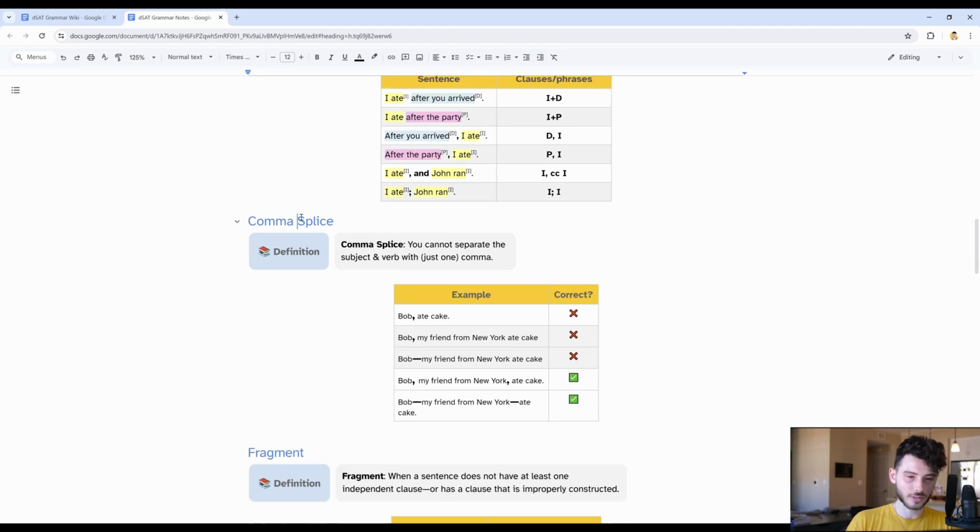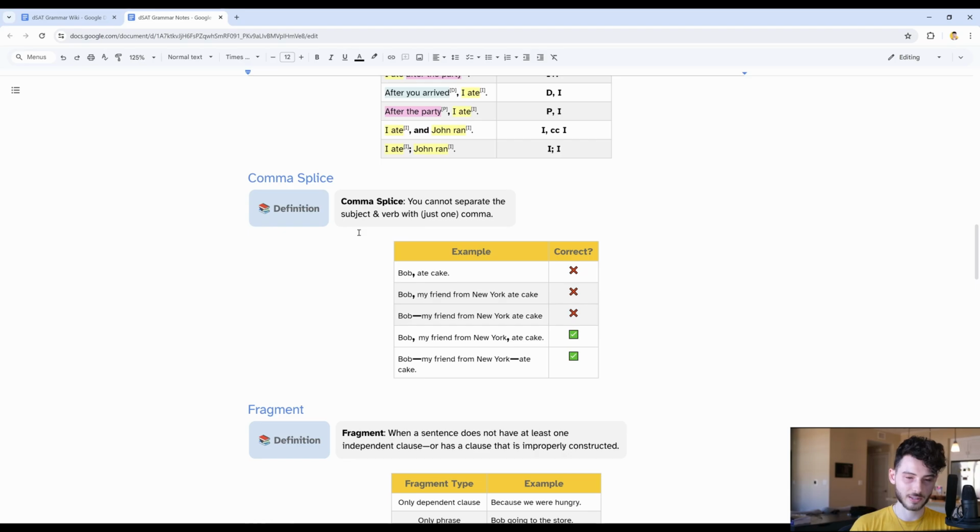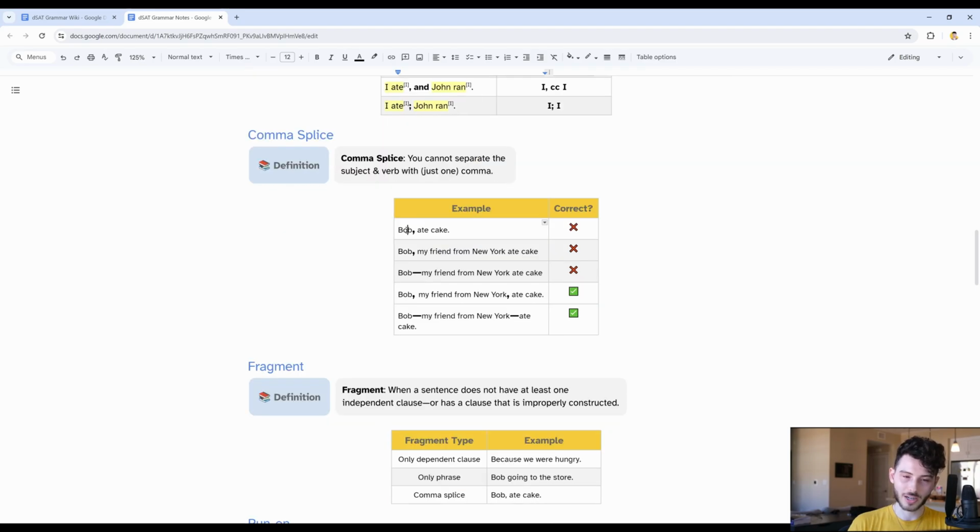Let's move on to comma splice. This is what happens when you mess up combining parts. In particular, you can't separate a subject and verb with just one comma. Bob, comma, ate cake. This is wrong. There's no way that you can have this ever be correct. And so what happens is sometimes the digital SAT will write a sentence that tries to distract you from this comma, or the comma won't even be part of the underline so that you miss it. But just remember, you can never separate subject and verb with just one comma.